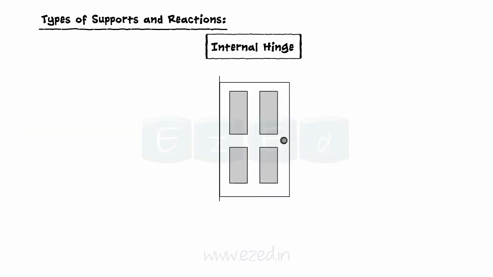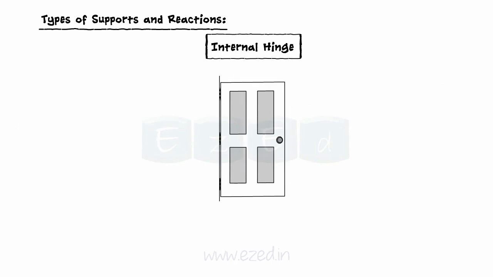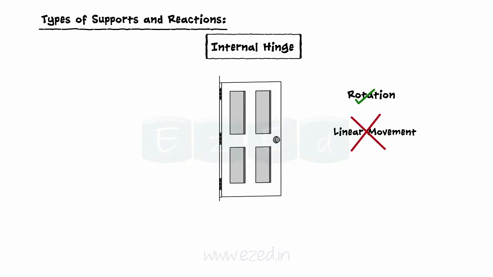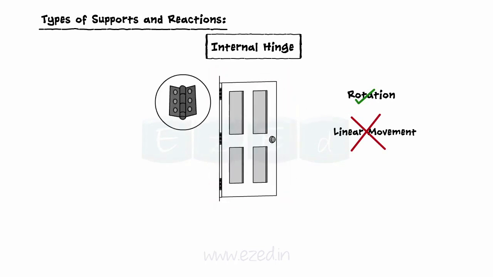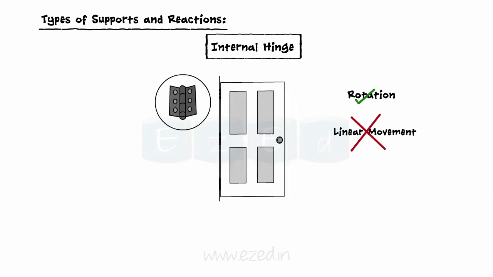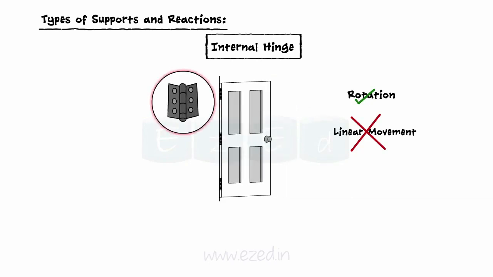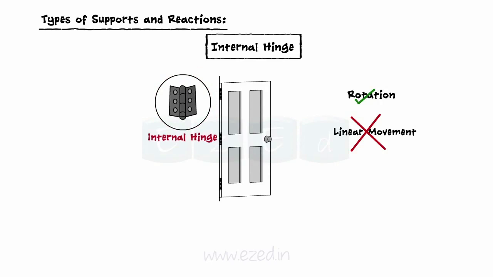Consider the pin which connects a door and a wall. It allows rotation of the door but allows no linear movement. When two bodies are connected in such a way that the connecting body allows rotation between them and thus behaves as a hinge, then such a connection is called an internal hinge or a pin connection. Hence, the pin is an internal hinge.